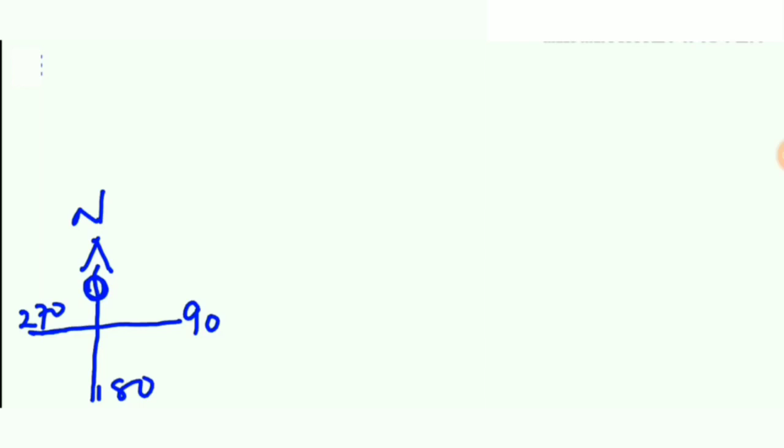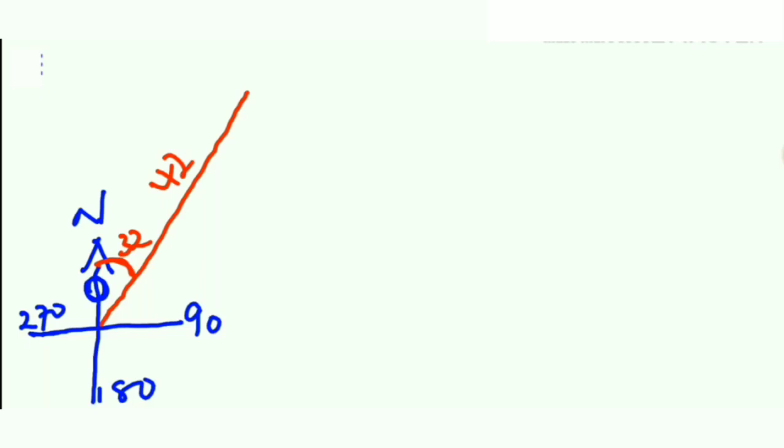So, let's go. The man drives on a bearing of 032 degrees. So, where is 32 degrees? 32 degrees is between 0 and 90. So, here's 32 degrees. He drives for 42 kilometers. All right. After the 42 kilometers, he then drives on a bearing of 154 degrees for 28 kilometers.